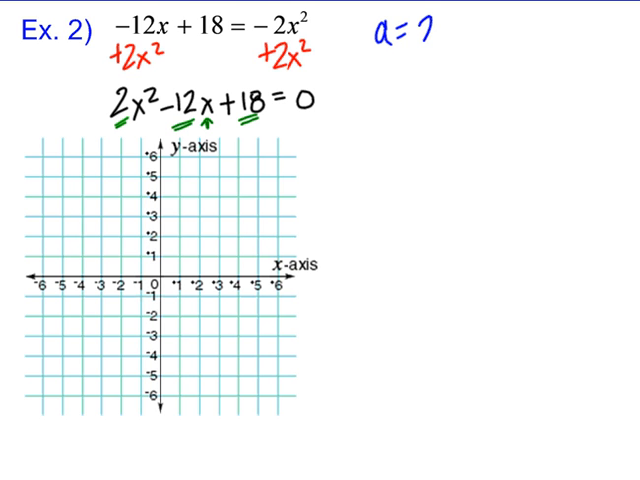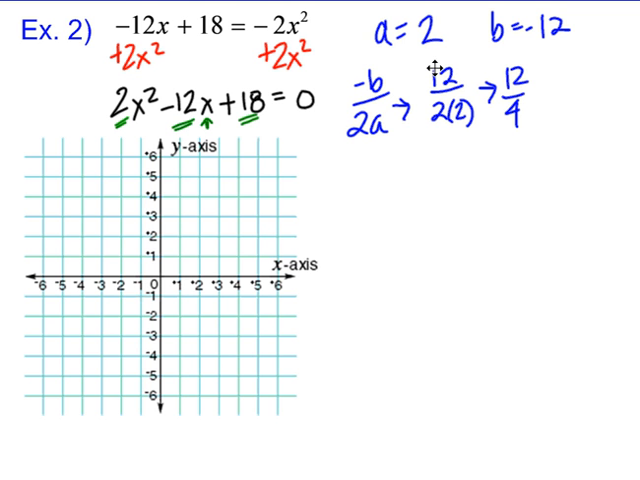So we know A is 2 and B is negative 12. So if we take the opposite of B and divide it by 2A, because that's for the axis of symmetry, that would mean positive 12 divided by 2 times 2, which is 12 divided by 4, which you know to be 3. So x equals 3. So what we're going to do is put our axis of symmetry, this 3 right here. That will be our axis of symmetry.